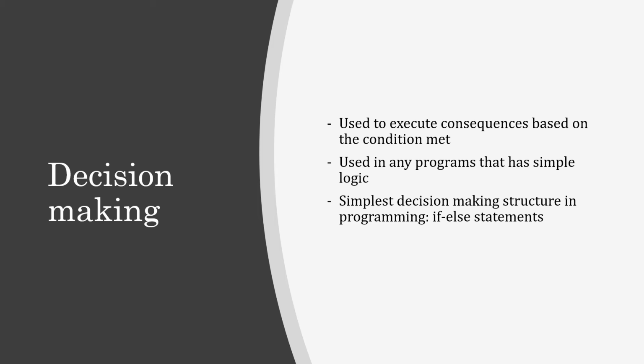Moving on, I will be talking about decision making. Decision making is a simple logical process used to execute codes based on the conditions met. The simplest decision making structure in programming is the if-else statement. If-else statements are used in any simple computational problem that has a logic flow. Additionally, you can also create complex decision-making models using many if-else statements as well.